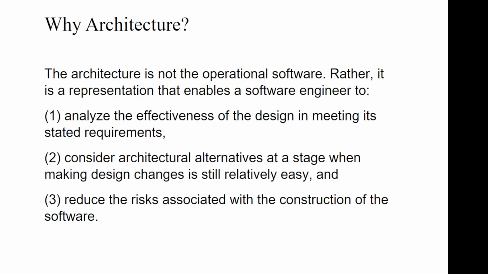What is an architecture? An architecture is not an operational software. Rather, it is a representation that enables a software engineer to analyze the effectiveness of the design in meeting its stated requirements. We can also consider architectural alternatives at a stage when making design changes is still relatively easy, and it reduces the risk associated with the construction of the software. Now, let us understand this definition with some examples.